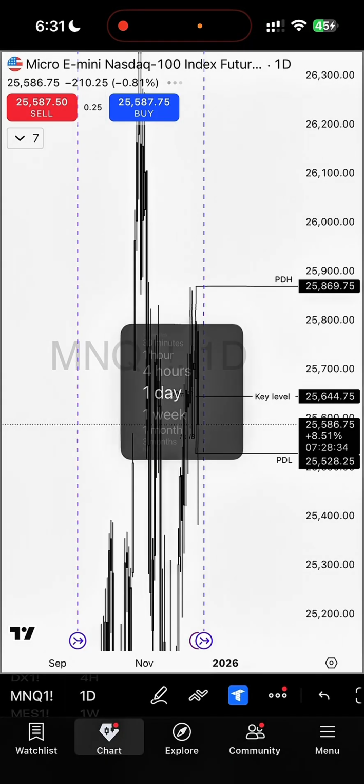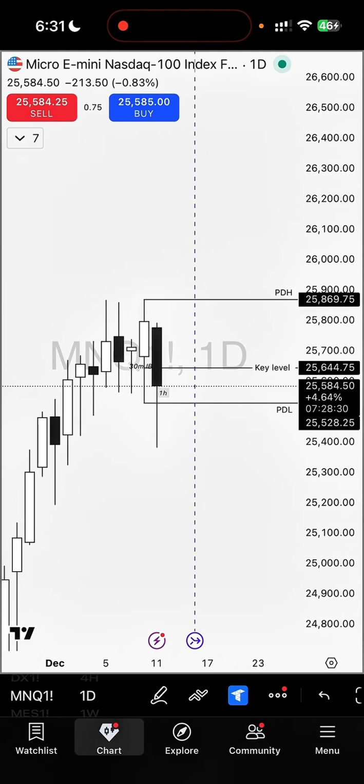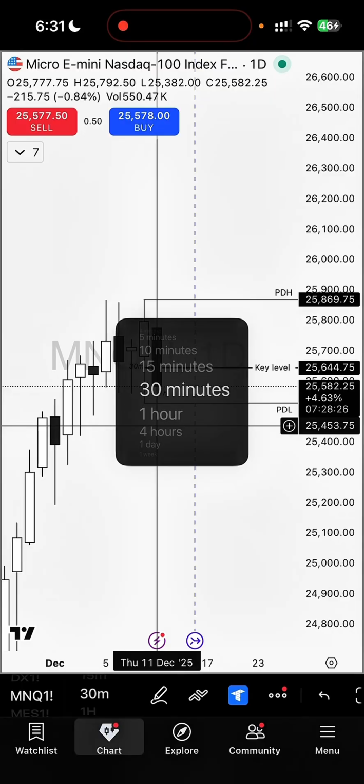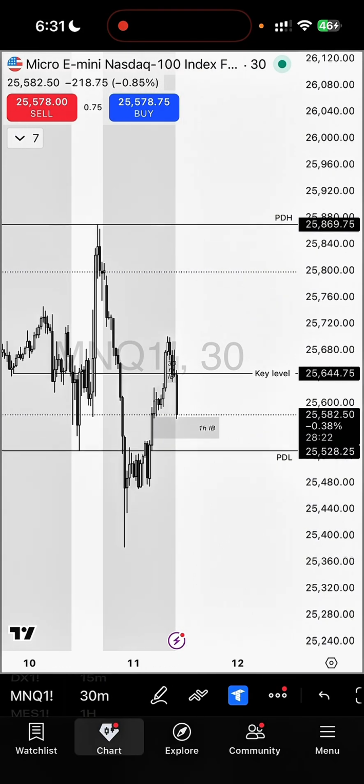Alright, this is how we do. It's early in the morning, 9:31. We mark previous day high, previous day low, and then move to 30 minutes. On the 30 minutes we mark the most relevant key level.